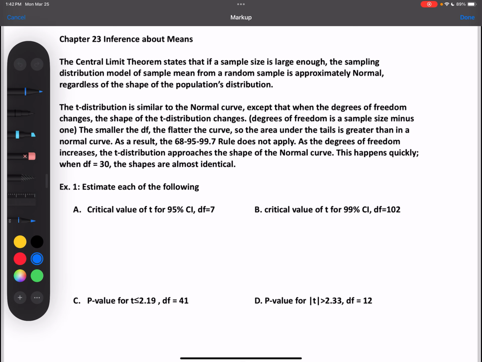So, I'm going to go with this. Estimate each of the following. So the critical value of t for 95% confidence interval when the degrees of freedom is 7. So we are looking for t star for 95% and degrees of freedom of 7.